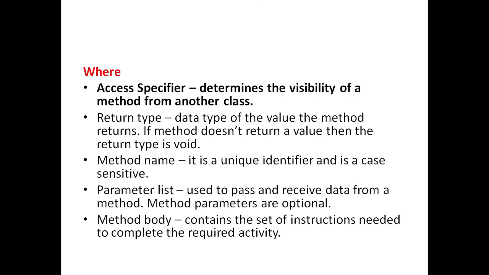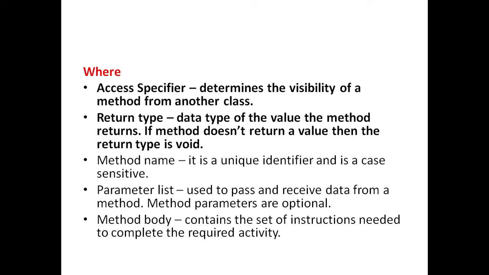where access specifier determines the visibility of a variable or a method from another class. Return type is the data type of the value the method returns. If method doesn't return a value, then return type is void. Method name is a unique identifier and is case sensitive. It cannot be same as any other identifier declared in the class.